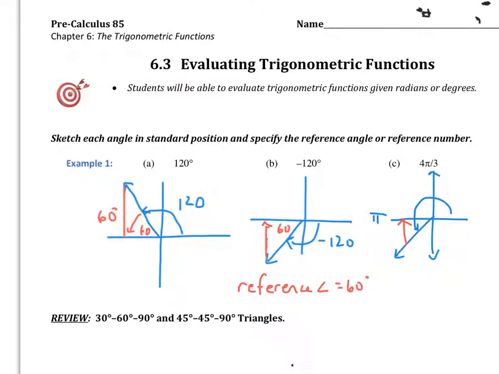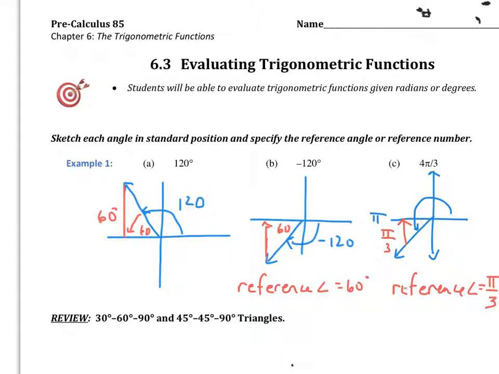If we went 4 pi over 3, 1/3 pi, because if you take away 1/3 pi, now you're back to 3 pi over 3, which is 1 pi. So it would be pi over 3. So your reference angle equals pi over 3.